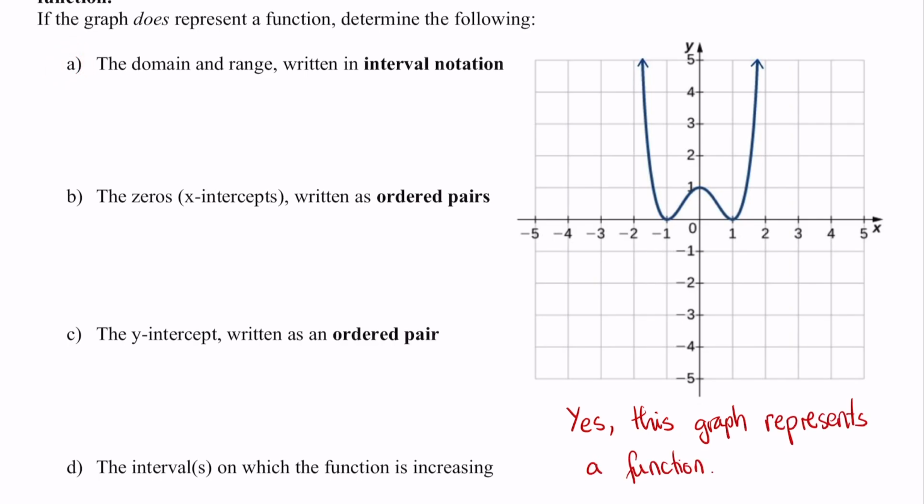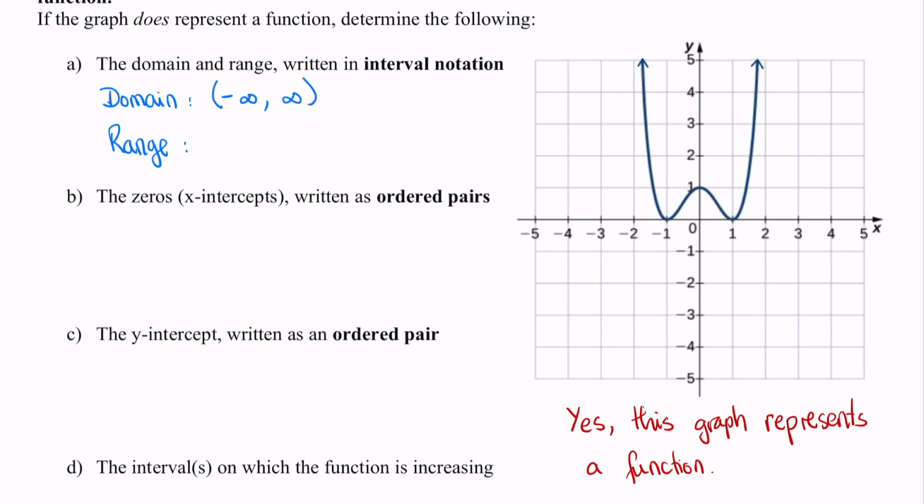Question A, find the domain and range. Use interval notation. The domain is all the x values that we can use. The graph continues forever to the left and forever to the right with no breaks or holes. Therefore, the domain is all real numbers, meaning any x value is allowed. In interval notation, we use from negative infinity to positive infinity. We use parentheses with infinity.